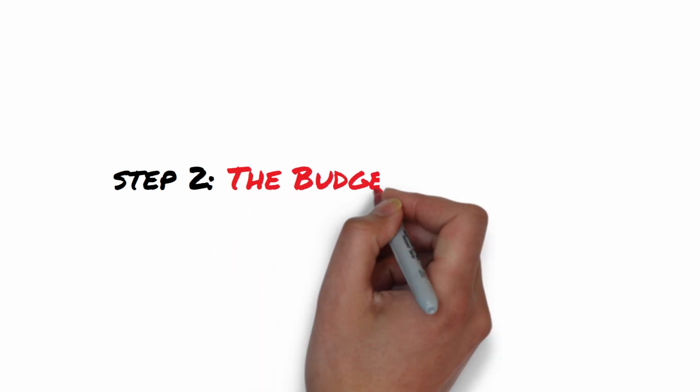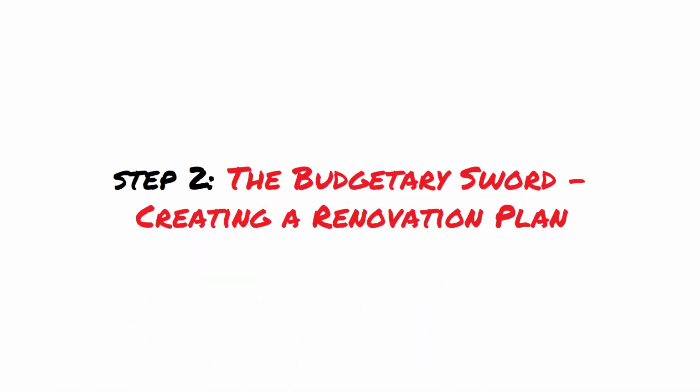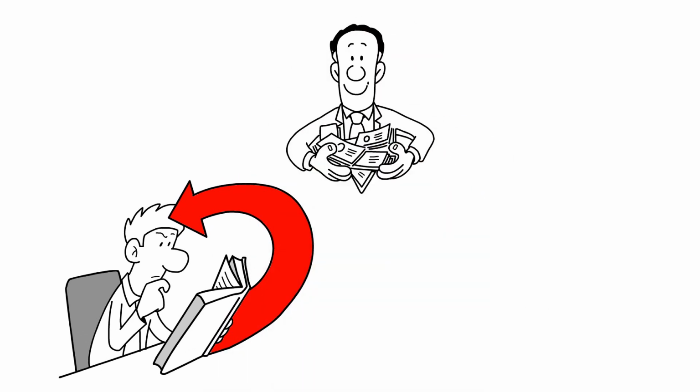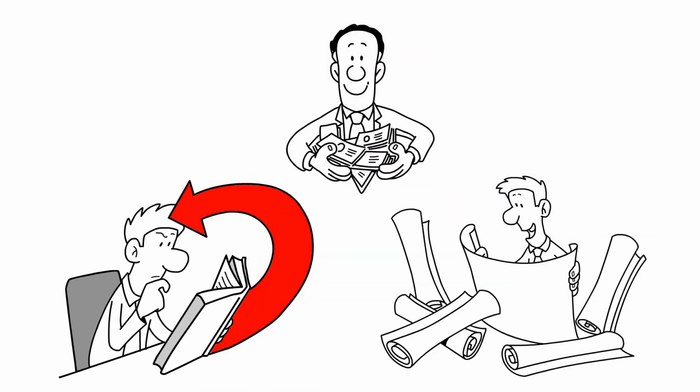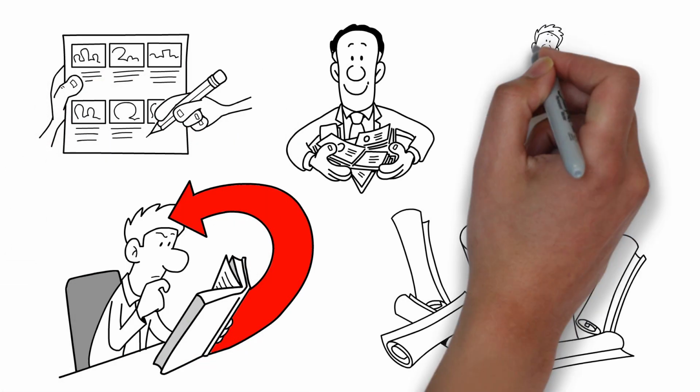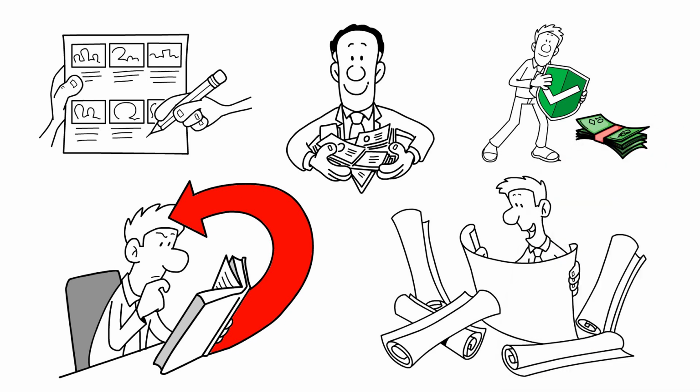Step 2. The budgetary sword, creating a renovation plan. Armed with knowledge from the inspection, it's time to wield your budgetary sword and create a renovation plan. Outline each detail, from flooring to fixtures, with a warrior's precision. A well-thought-out plan is your shield against budget overruns.